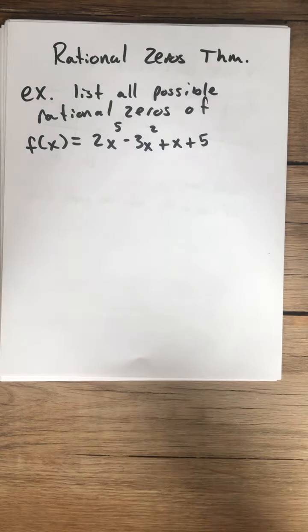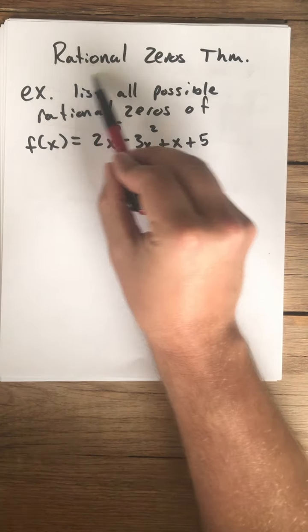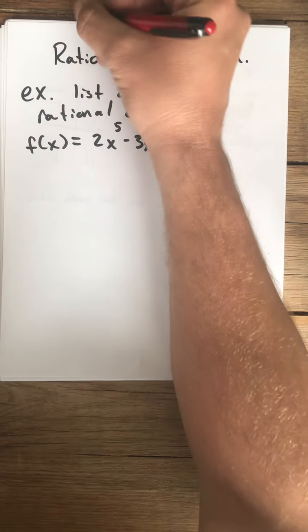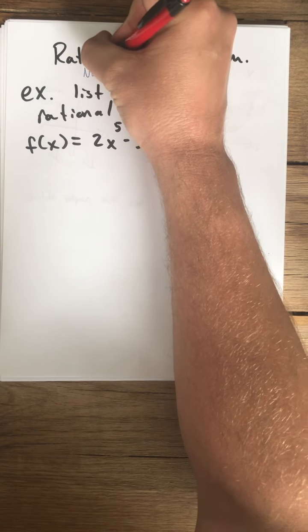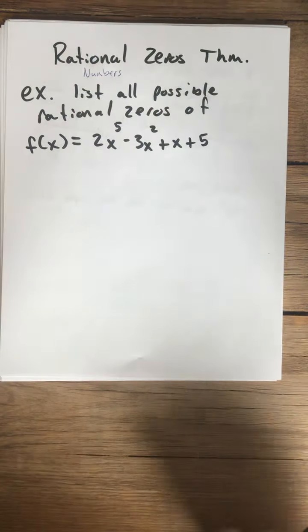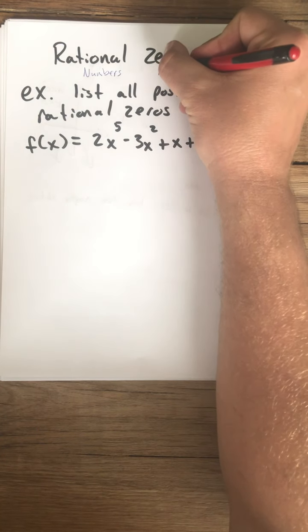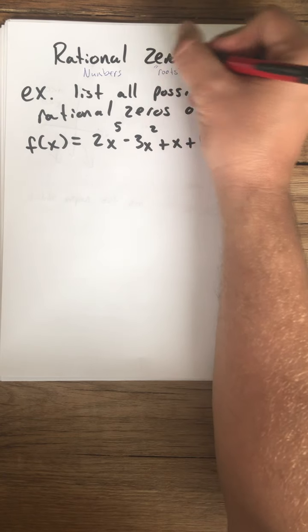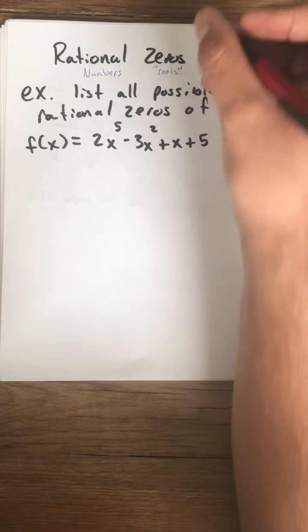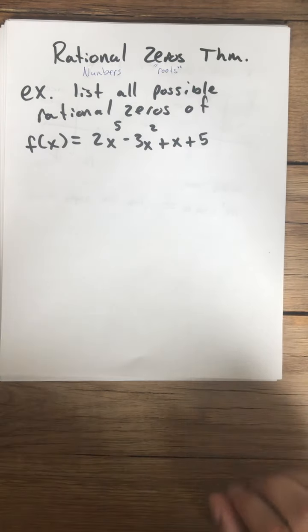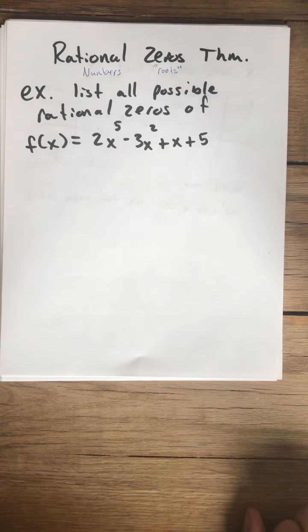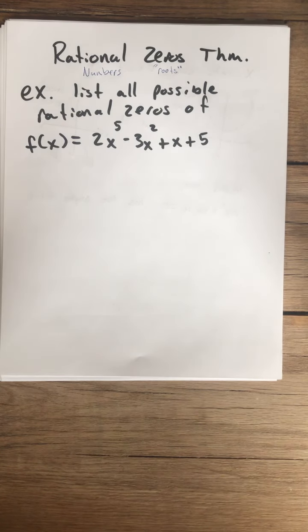Okay, the next one is the rational zeros theorem. When we say rational zeros, we mean rational numbers. So a rational number is an integer over an integer, and zeros are the same thing as saying roots. So zeros don't mean the number 0, it means the values for x that make the output of the function 0. A synonym is roots.